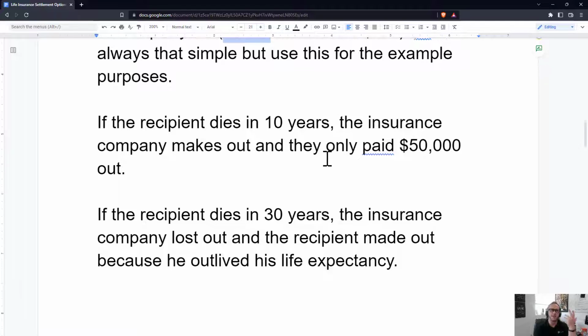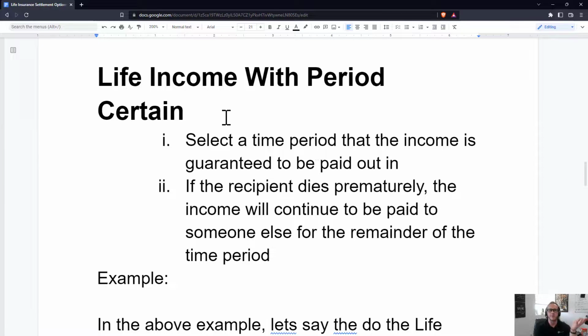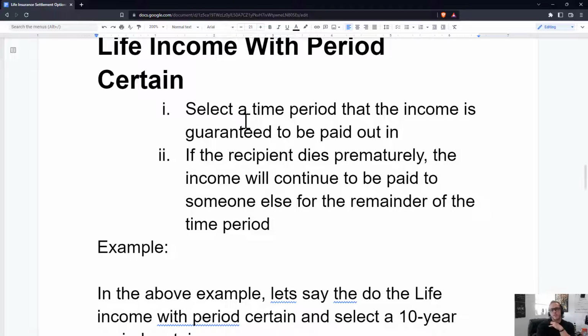Now, there are options, like this life income with period certain. This is when you select a time period that the income is guaranteed to be paid out in. What this does is put some guarantees that if the recipient dies early, the money can still go on. So it's not compressed all into that time period, but they say, for at least this many years, we guarantee that if you die, someone else is going to get that income payment for the remainder of that time.